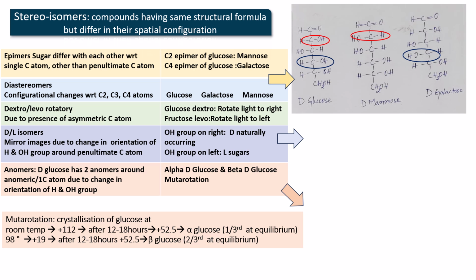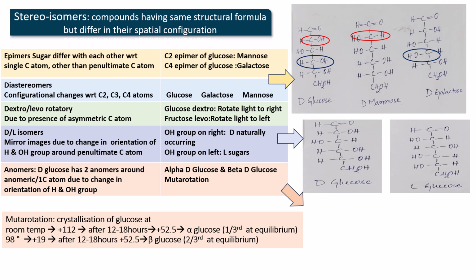Next is the D and L isomers. Now these are the mirror images formed due to change in the orientation of H and OH group around the penultimate carbon atom. Now all the naturally occurring sugars are capital D. They are written with capital D. They have the OH group on the right side, and the L sugars or the L glucose has the OH group on the left side.